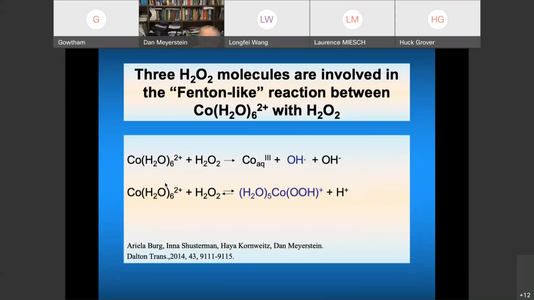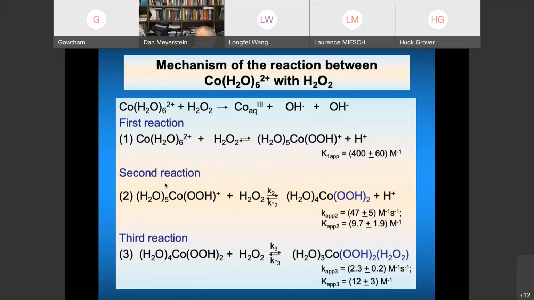In the literature, usually it says that when cobalt-2 reacts with hydrogen peroxide, it's like the Fenton reaction and you get OH radicals. If you look at this, this is an endothermic reaction and will not occur. What will occur is you'll form a complex with hydrogen peroxide as expected, and on the next slide, we did the kinetics, and 3 hydrogen peroxides react with cobalt-2 before radicals are formed. So in this case, the cobalt-2 is not oxidized at all.